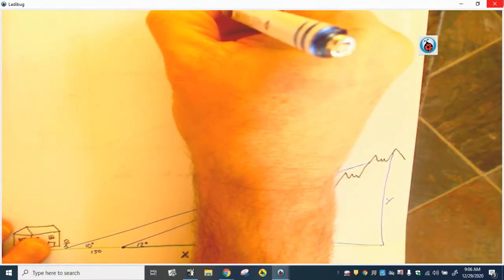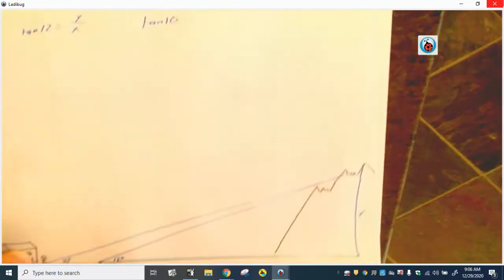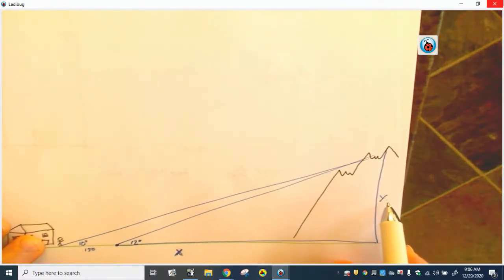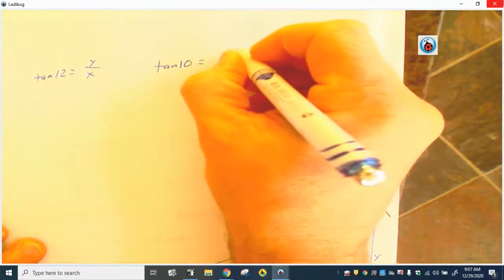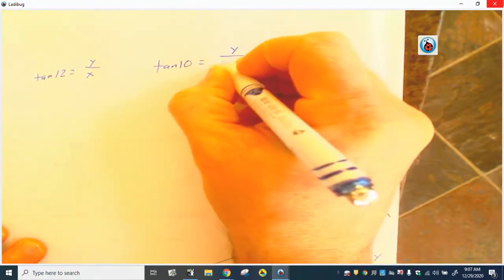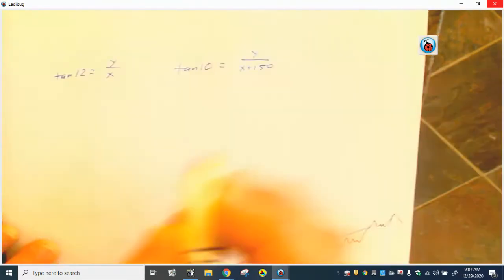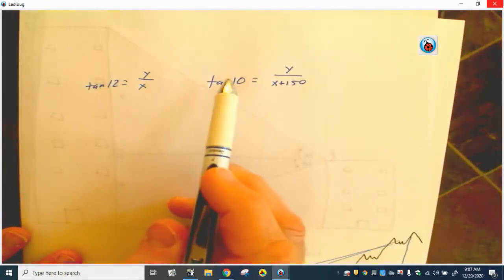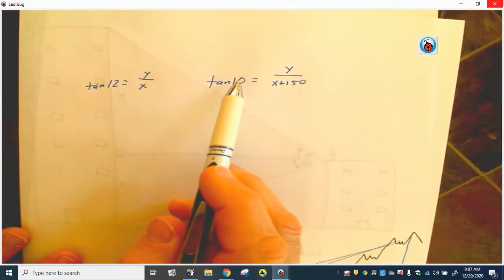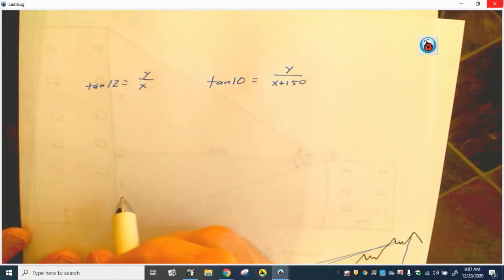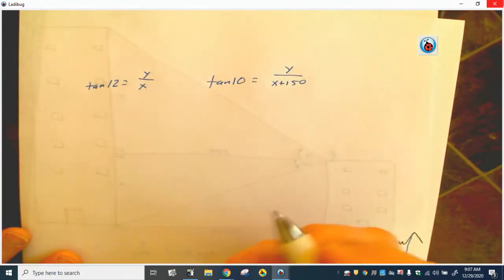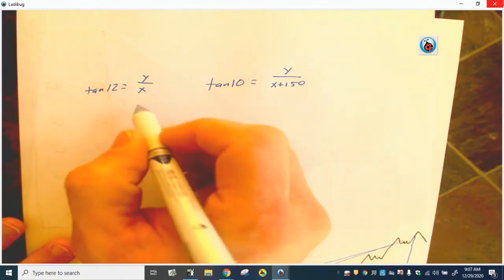Tangent of 10 degrees would equal opposite, which is y, over adjacent, which is this whole side, which would be x plus the 150. So it's going to be y over x plus 150. Now, neither of these two problems can be solved individually, but this is nothing more than a system of equations. We can solve this using any method of system of equations you like. I personally like the substitution method.